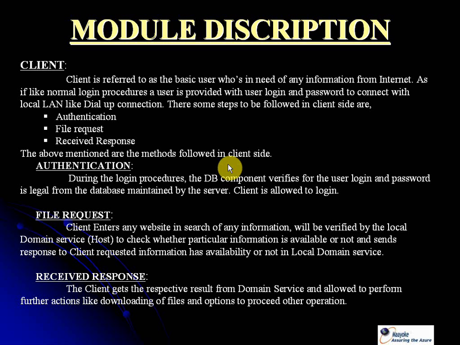Here we are going to check with the local domain service whether the file is available or not, and appropriately send the response to the client. Received response: the client gets the respective result from the domain service and is allowed to perform further actions like downloading files and options to proceed with other operations. So the client will receive a response whether the file is available or not. If available, he can download the file. If not, he has to wait.